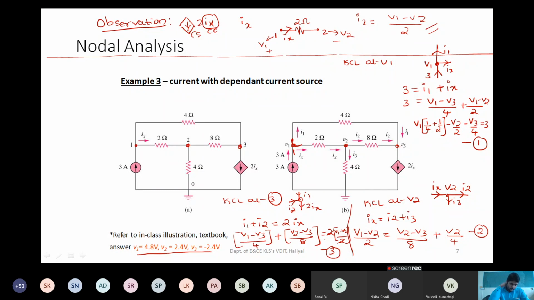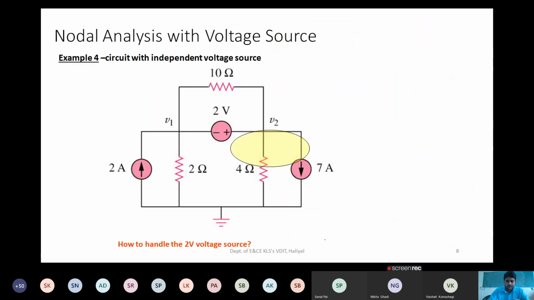Okay, so I will go to the next section here. This one is another example. How do we solve if you get a voltage source in between two nodes? Here you may get the voltage source in two ways. First, you may have a voltage source in between any two non-reference nodes.